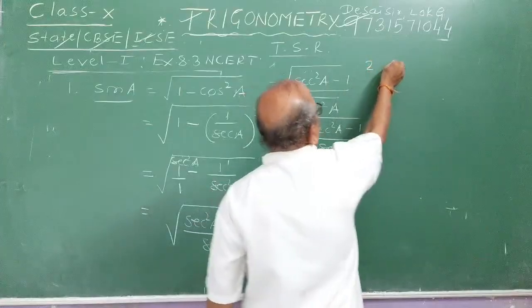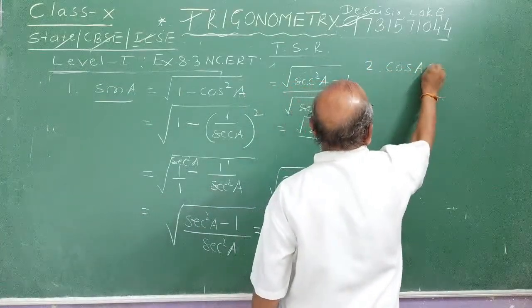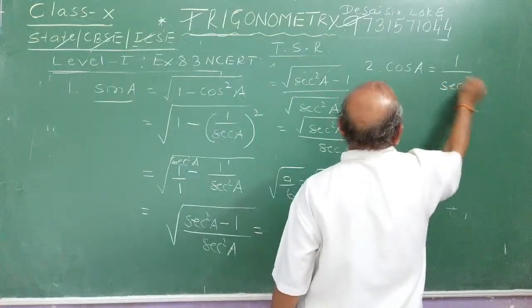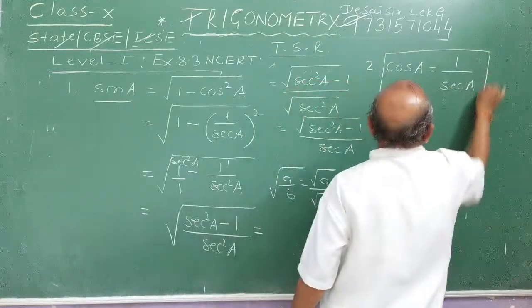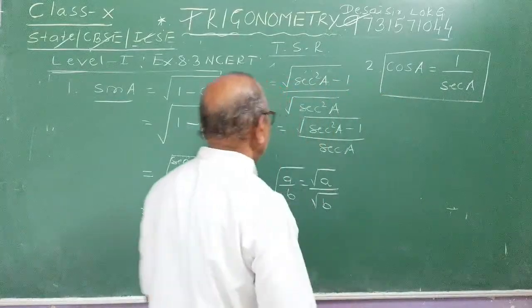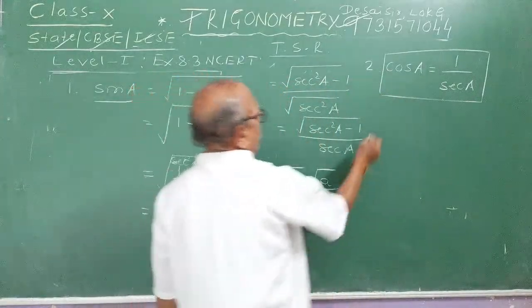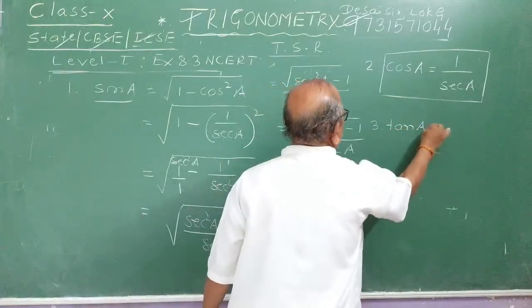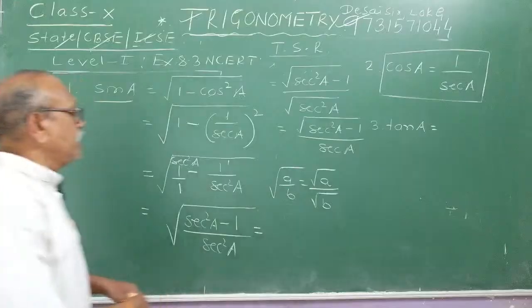Second ratio is cos A. How do you write cos A in terms of sec A? Very easy, because the reciprocal of sec A is cos A. That is, cos A you wrote in terms of sec A. Next you take tan A. Okay, try this. How do you write tan A in terms of sec?